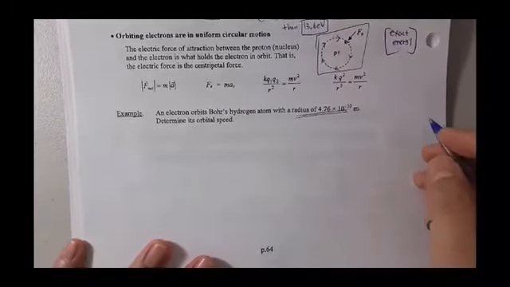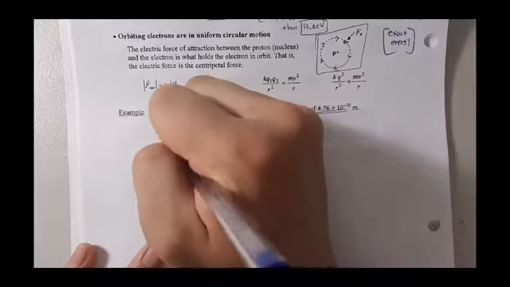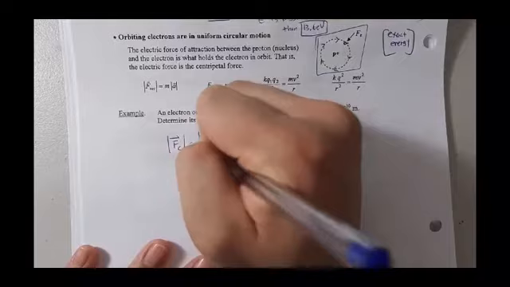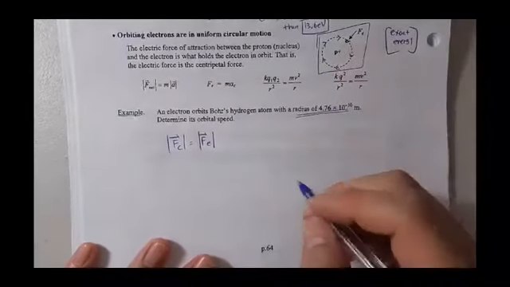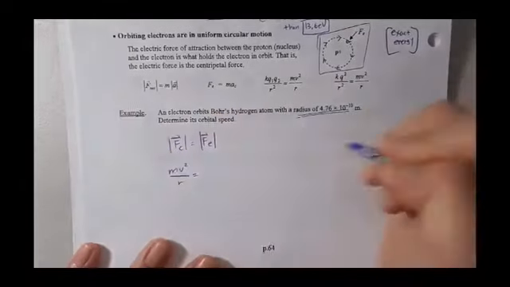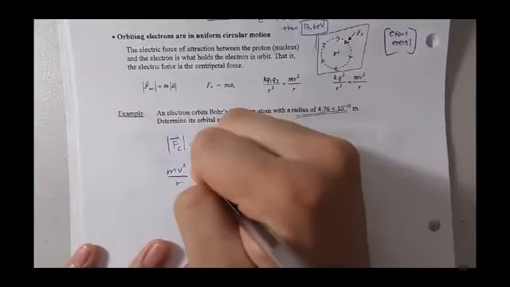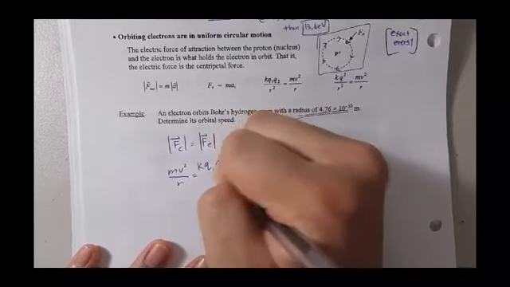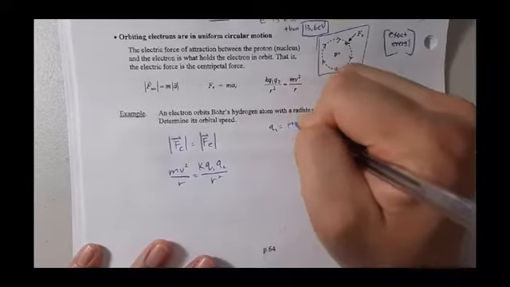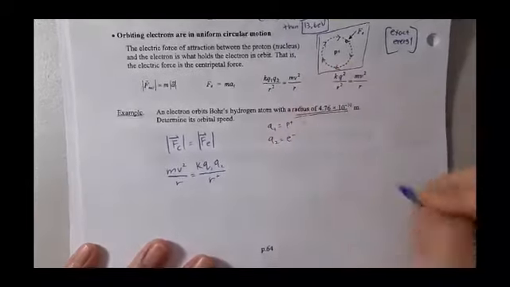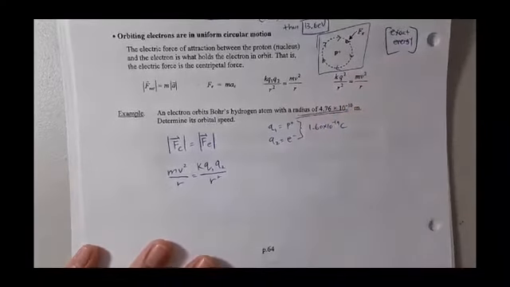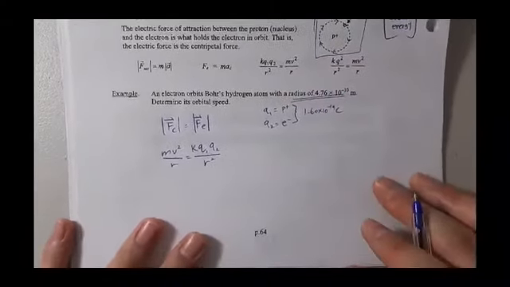So there is a centripetal force. In this case, my net force is just the electric force, an attraction between those two. So I can say mv squared over r is equal to kq1q2 over r squared. Q1 will be my proton, Q2 will be my electron. Fortunately, these two share the same quantity, 1.60 × 10^-19 C.